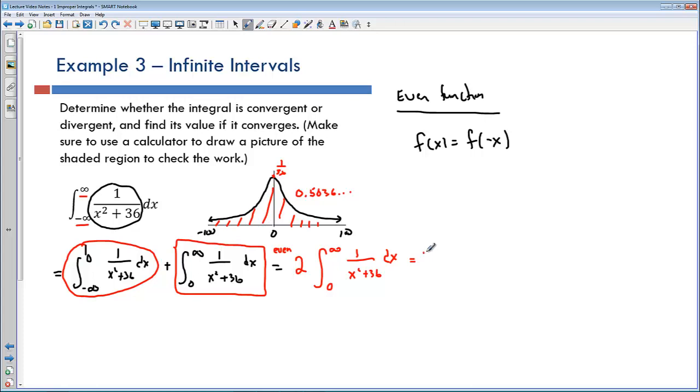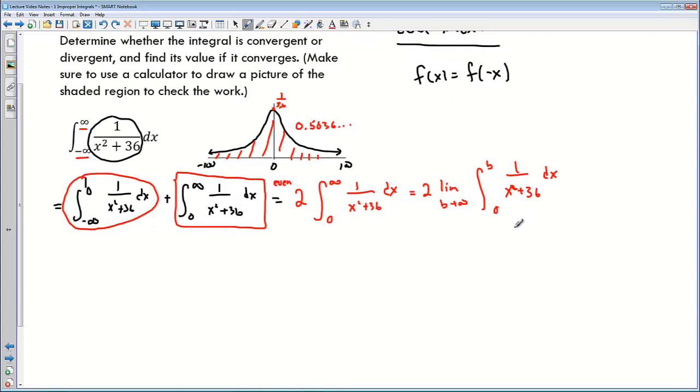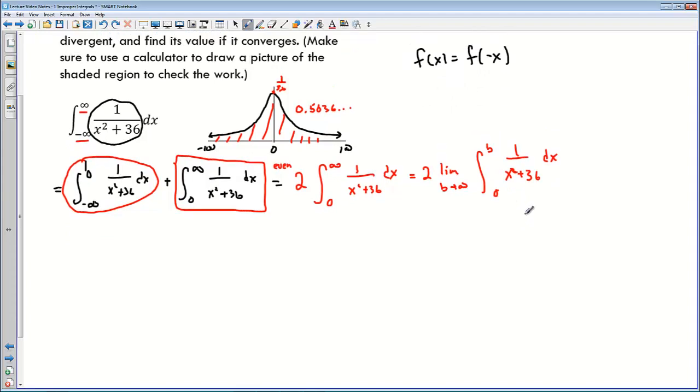So this will be equal to 2 times the limit as b goes to infinity, because infinity is up here, of the integral from 0 to b of 1 over x squared plus 36 dx. And now how are we going to do this type of integral? Now there's actually 2 ways to do it. You can mess around with it algebraically, or you could do a trig substitution.